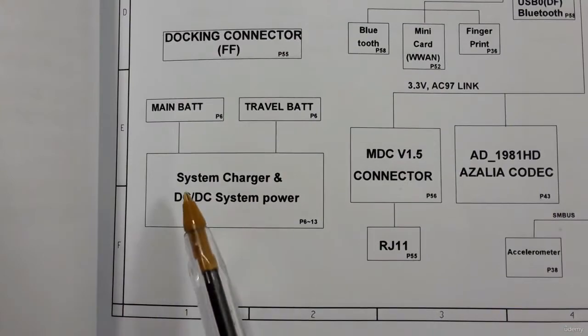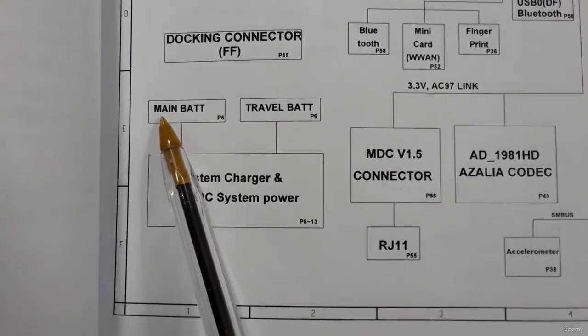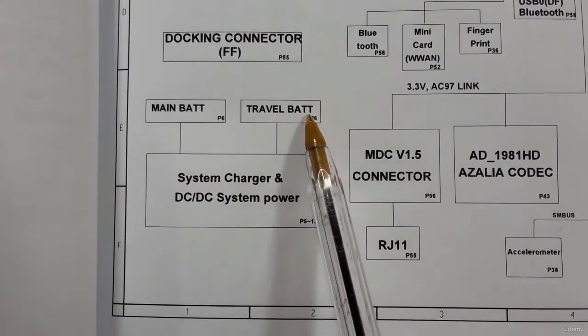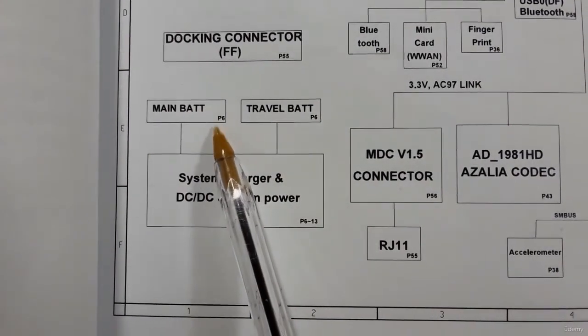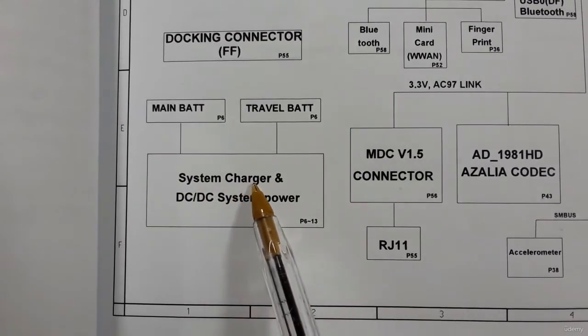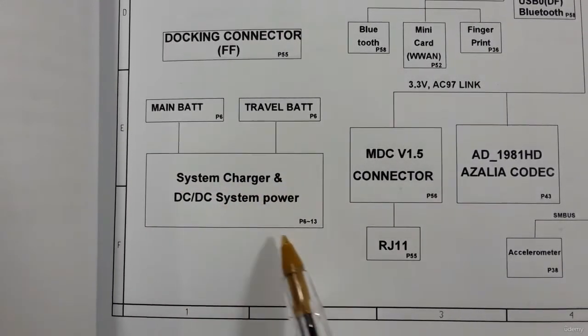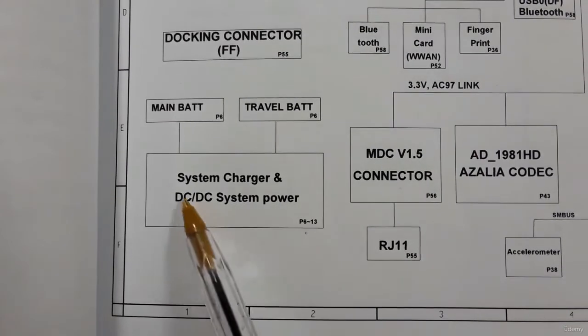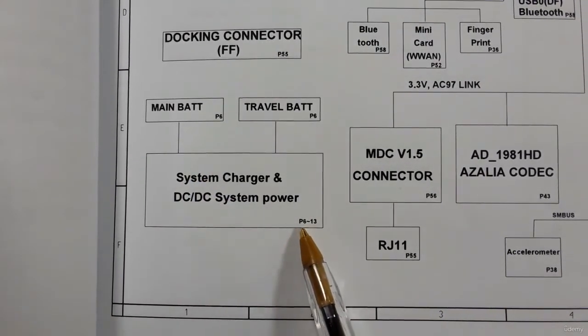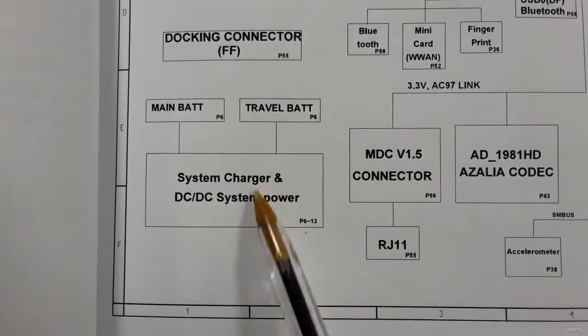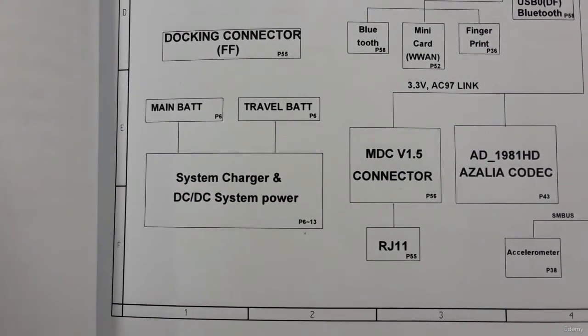Here we have more other blocks. We have the main battery and the travel battery. This is a battery, the main battery in page 6. And here we have the system charger and DC to DC system power in pages 6 to 13. In pages 6 to 13, we will find all power circuits: the charge IC circuit, the battery circuit, the 3-volt and 5-volt circuit, the 1.8 and 0.9 circuit, the VCC core circuit or the CPU circuit, etc.